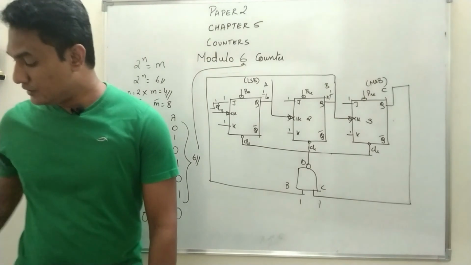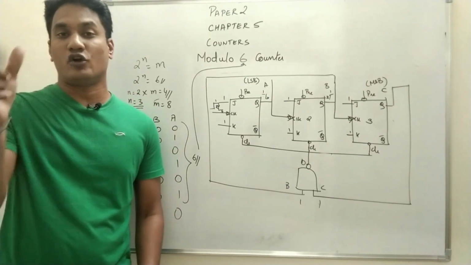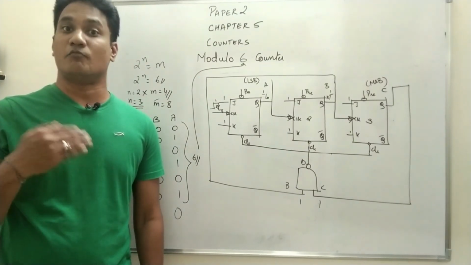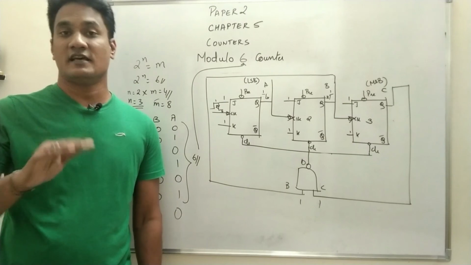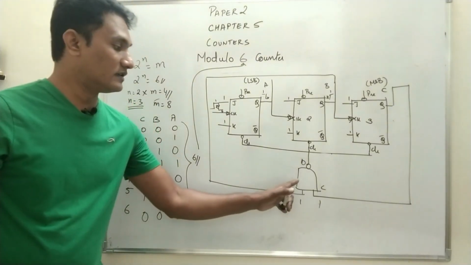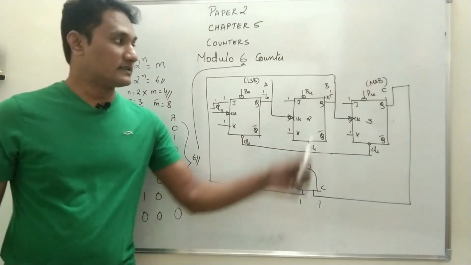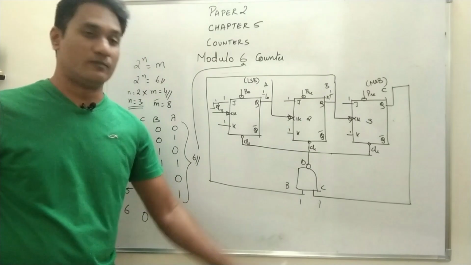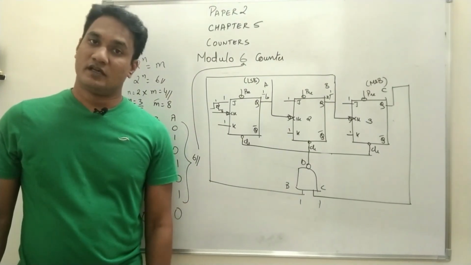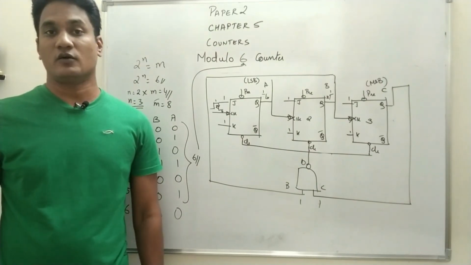So you should be able to understand that for different modulo counters, different numbers of flip-flops are used, and they will have different conditions for reset. So the reset conditions have to be checked like this, and then the variables which are 1 at that particular point should be connected to the input of the NAND gate. So this is how a modulo 6 counter and modulo 10 counter work.